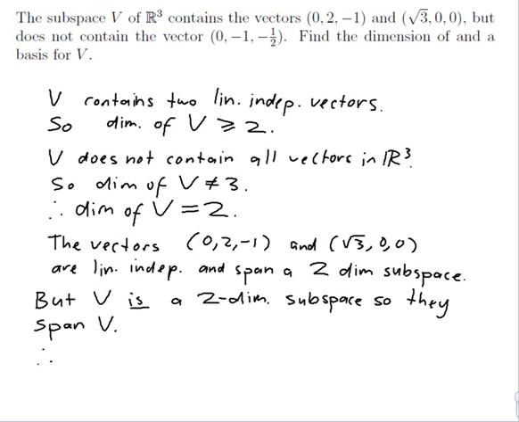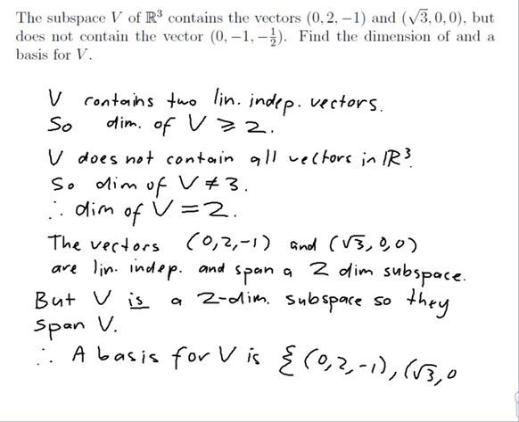Therefore, our basis for V is (0, 2, -1) and (√3, 0, 0). The end.